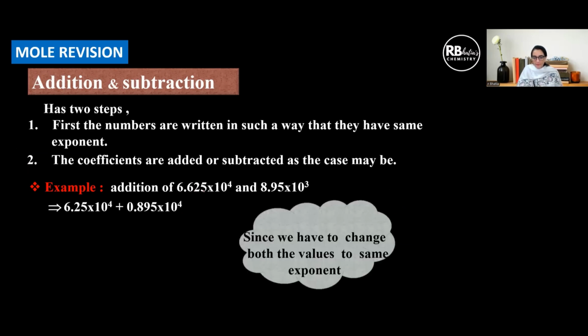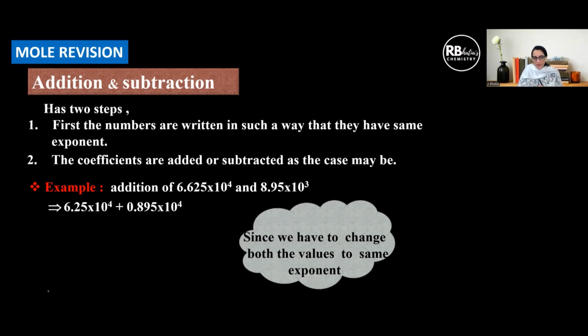Supposing we have this number and this number to be added, what are we going to do? In order to make the powers of both the same, this is 10 to the power 4, we will make this also 10 to the power 4. How do we do that? If I move this decimal one place to the left, I'll have one more positive power here. So this number will become 0.895 into 10 to the power 4.